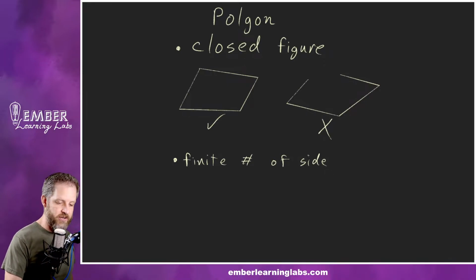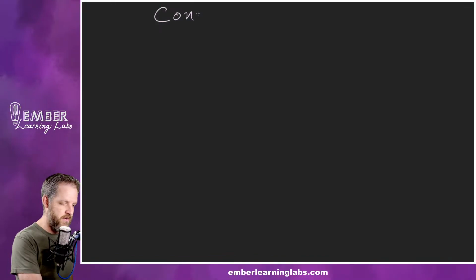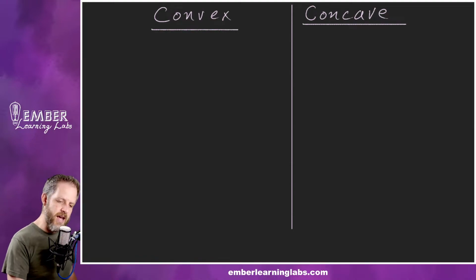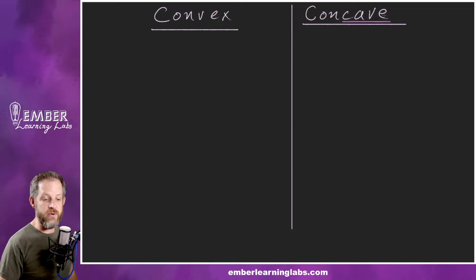So, as I just alluded to, our next vocabulary words are going to be convex and concave. You probably have already heard these words. The easiest way to remember the difference between convex and concave is if you take a look at this word right here. Concave has a cave in it. Let me show you an example.